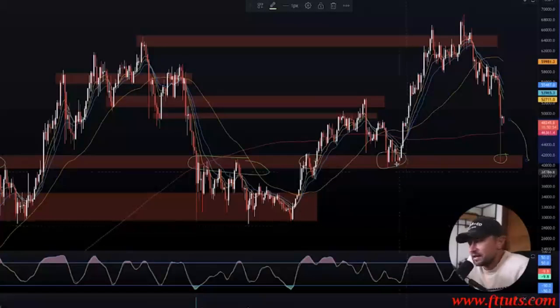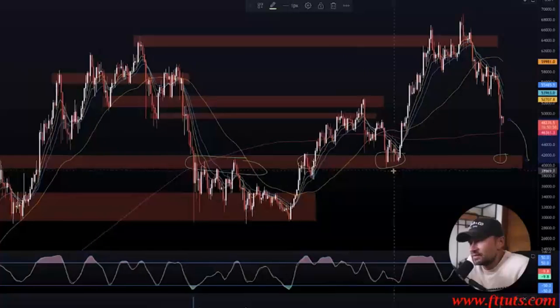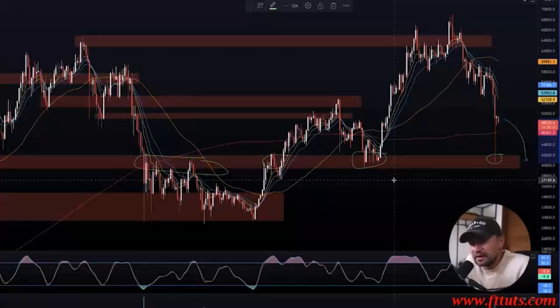Okay, so this is just an idea of being able to identify these zones where it becomes more significant, where we might see reversals.